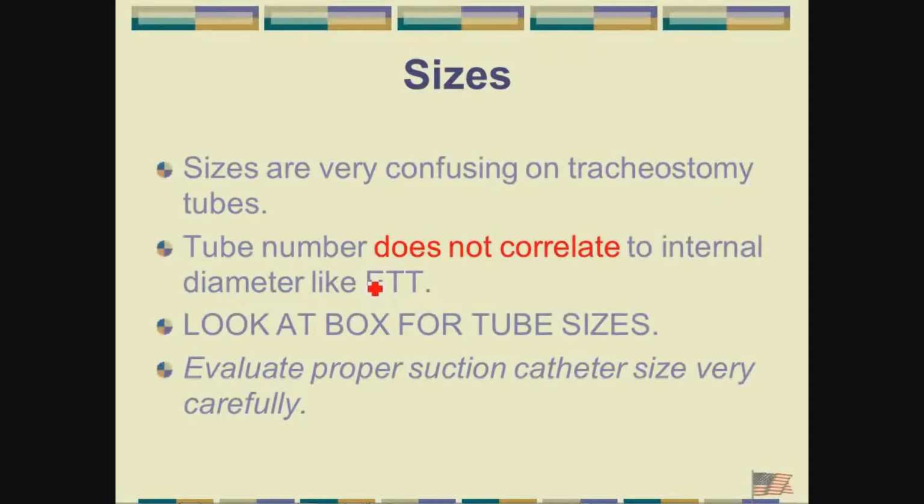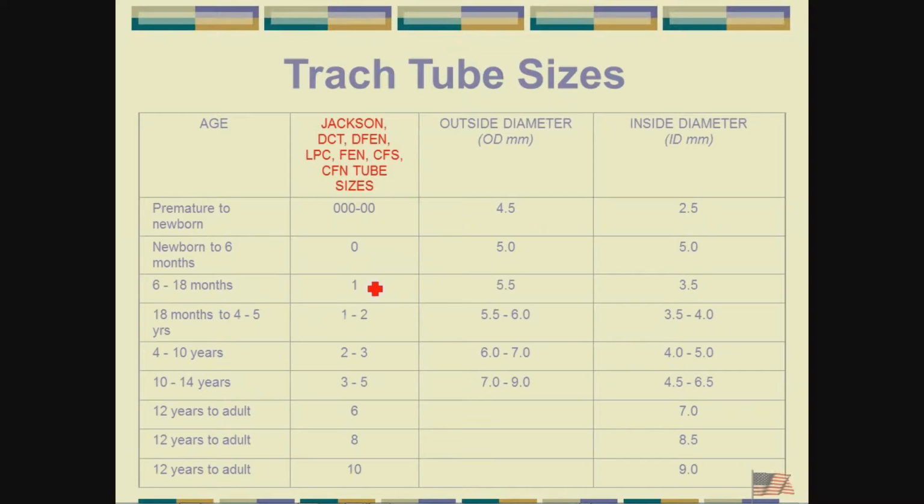Sizing of tracheostomy tubes is very confusing, and unlike endotracheal tubes, where I say I have a size 7.5 endotracheal tube, we all know that means 7.5 millimeters of internal diameter. Ain't like that on a trach tube. And there's not standardization across brands. Wonderful. Basically, you got to look at the box for what size tube it is. And therefore, we're going to need to look at the sizing of suction catheters very carefully.